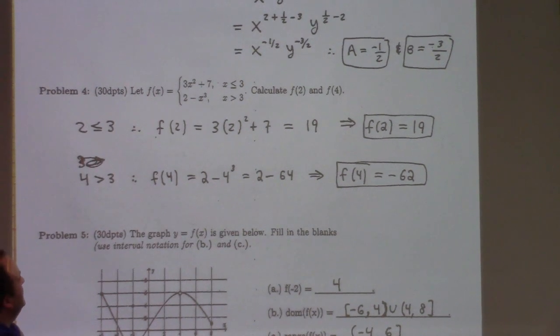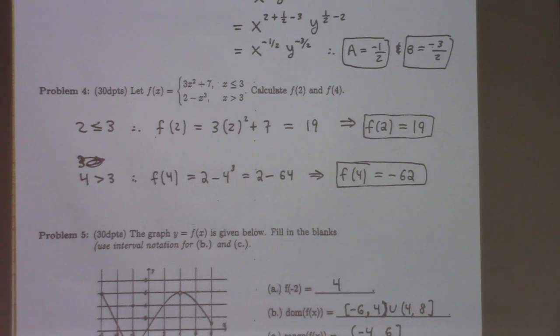Oh well. So 2 is less than or equal to 3, that means we're in case 1. So I plug the 2 into that formula, I get 19. Because 3 times 4 is 12, 12 plus 7 is 19. On the other hand, 4 is larger than 3, which puts me in case 2. So to calculate f of 4, I use case 2. 2 minus 4 to the 3rd power, also known as 2 minus 64, is minus 62. So that's all there is.